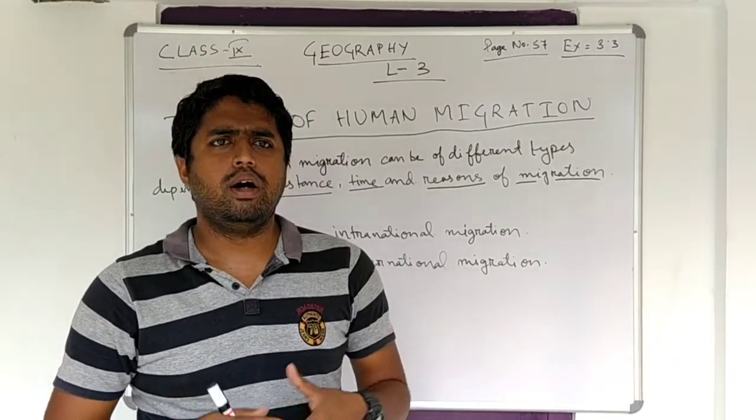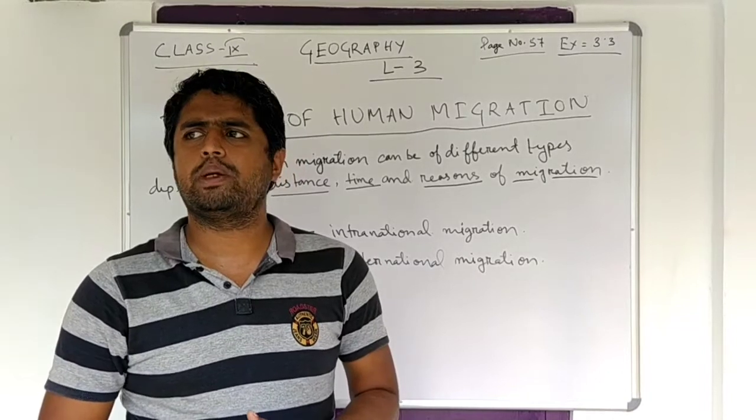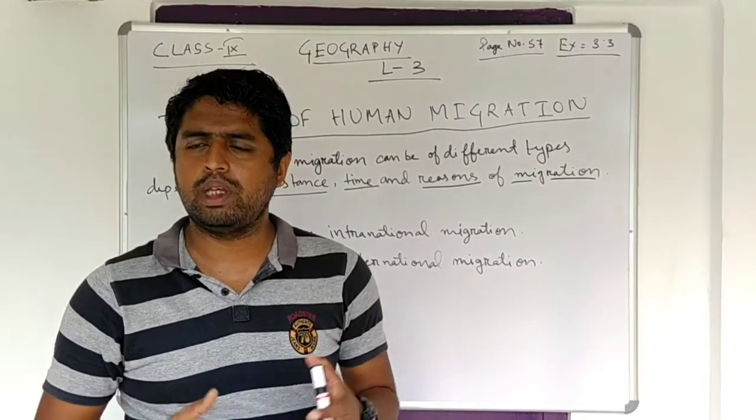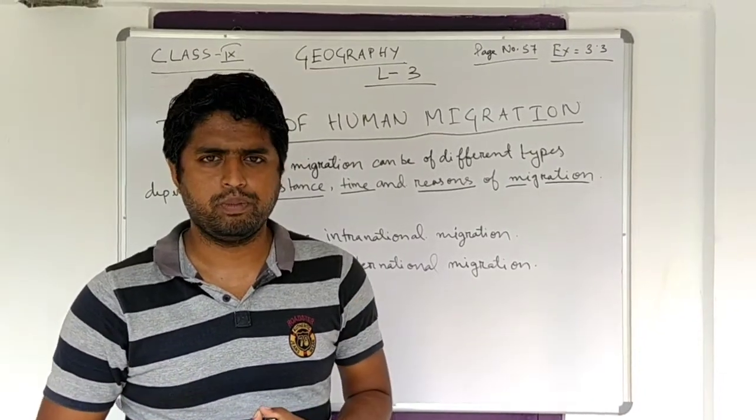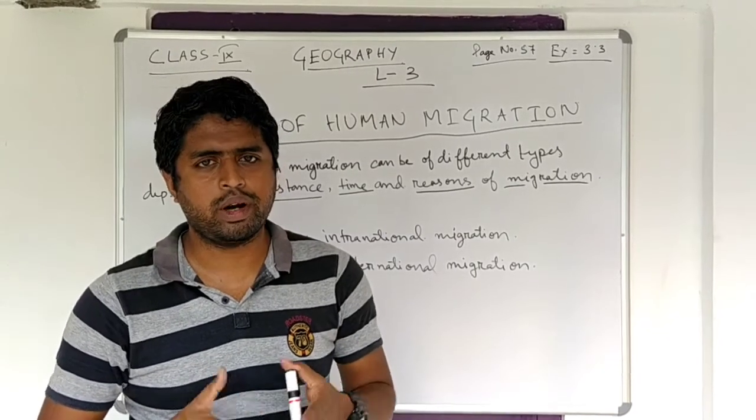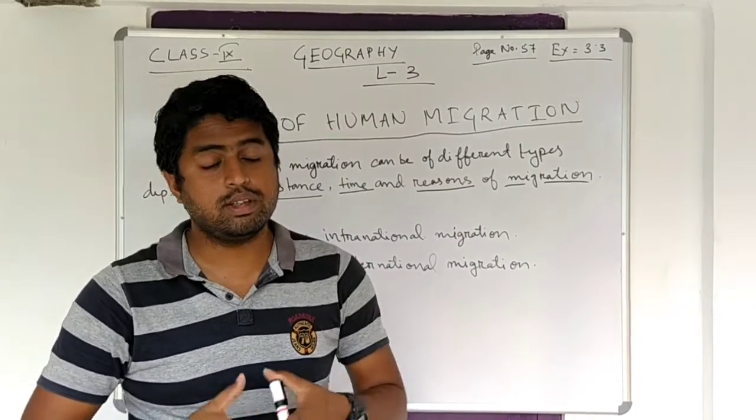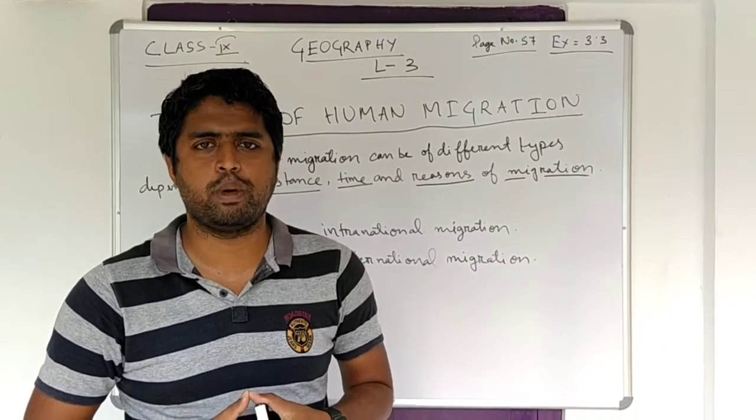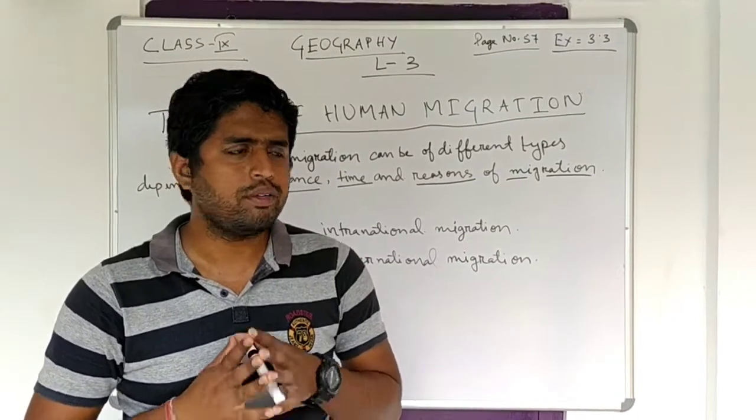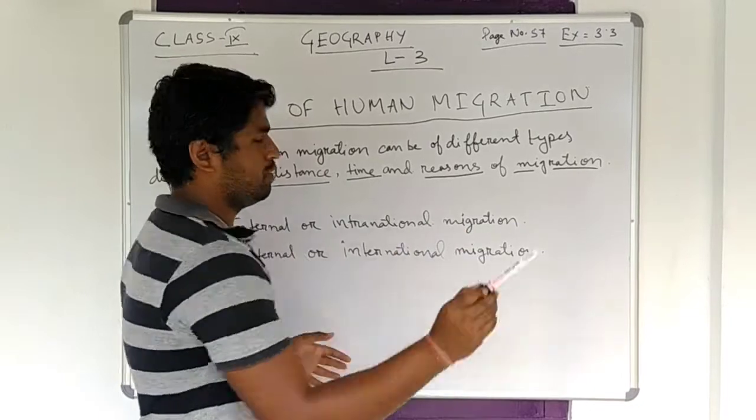Similarly, suppose the place where you are living is affected by a flood. What will you do? You will try to move out from that place. This also comes under a social problem. I hope you have understood the types of migrations.